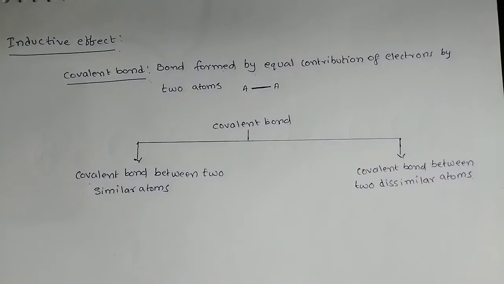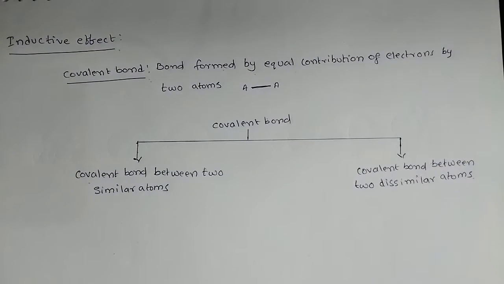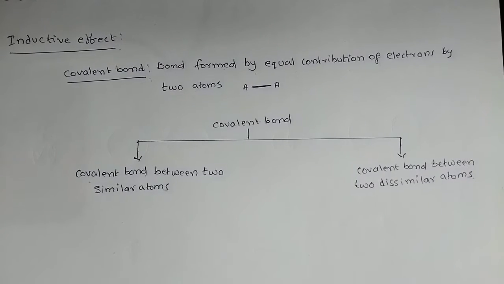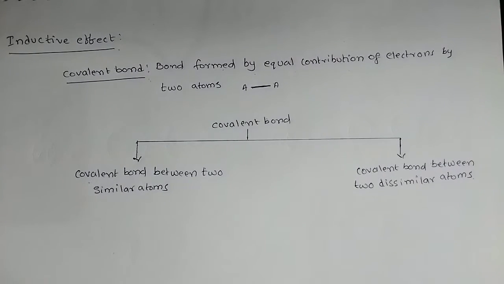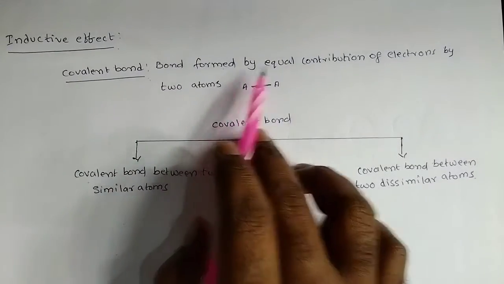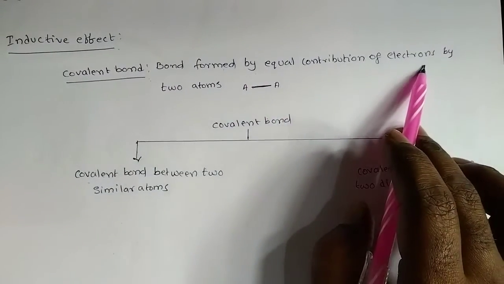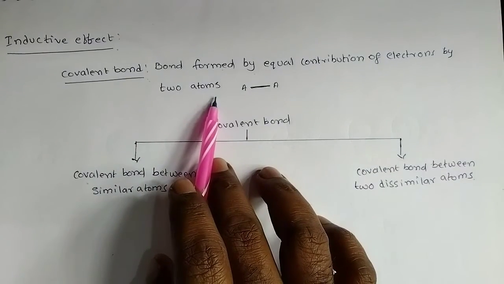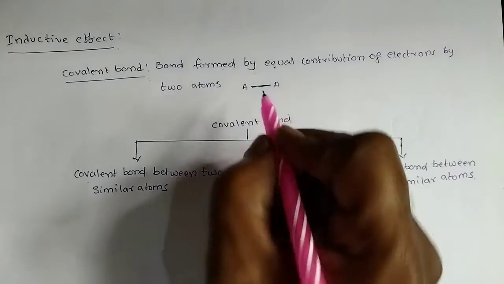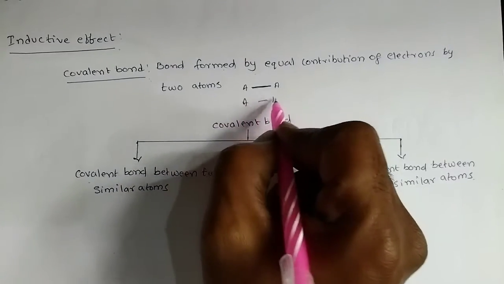Hello students, in this video I am discussing inductive effect. To understand the definition of inductive effect, you have to understand the meaning of covalent bond. Covalent bond means the bond formed by equal contribution of electrons by two atoms. These two atoms may be the same atom or may be different atoms.